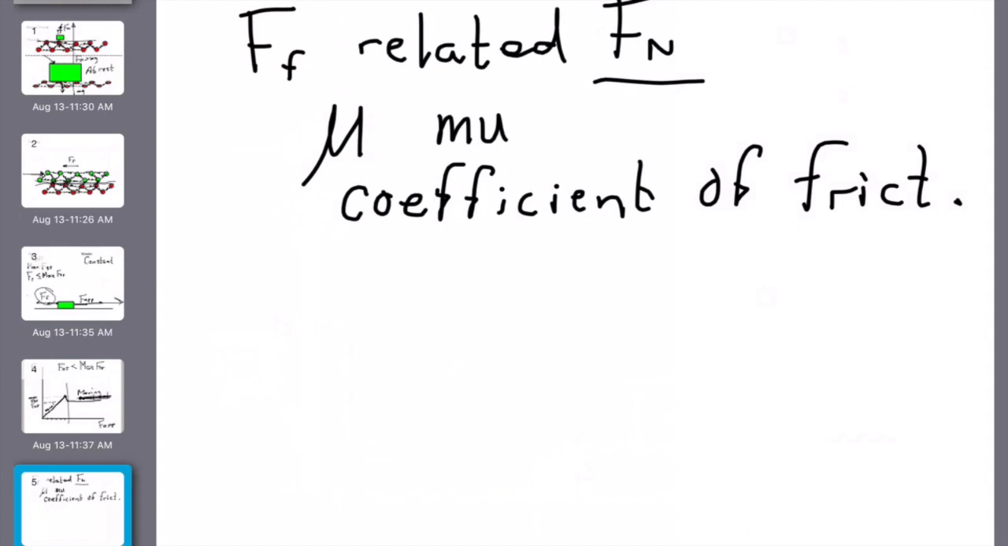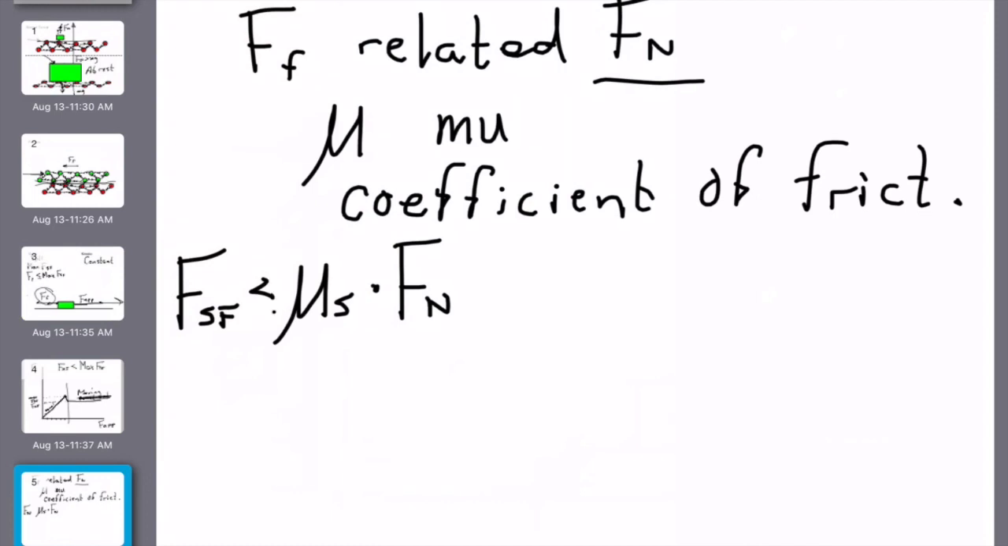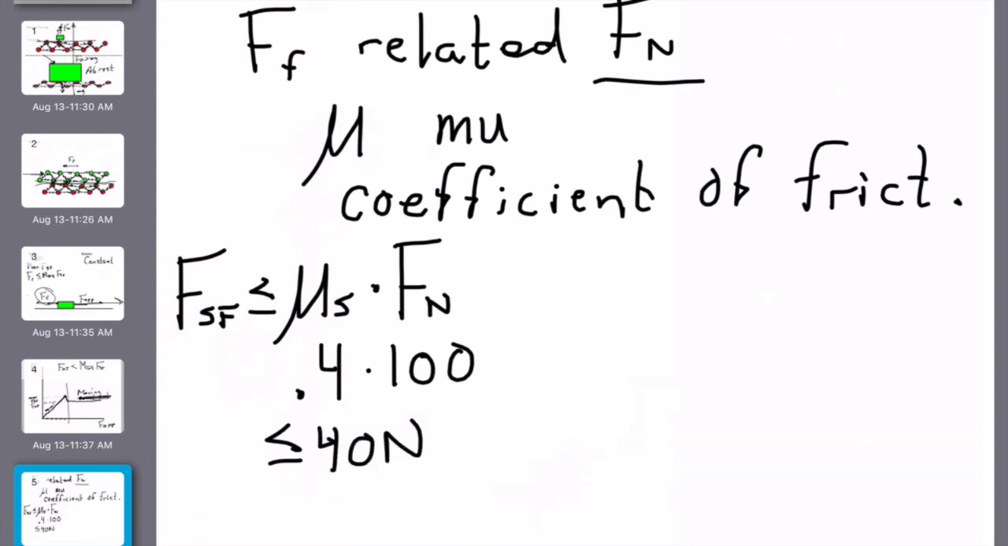The way we use it is there will be a mu static, and the force of static friction is going to be related to the coefficient of friction times the normal force, and it ends up being less than or equal to that. In other words, really the max static friction force is equal to mu times the normal force. Let's say mu s is 0.4. Let's say the normal force is 100 newtons. By the way, the coefficient of friction has no dimension, because newtons times no dimension equals newtons. It's a scalar. So 0.4 times 100. The force of static friction is anything up to 40 newtons.